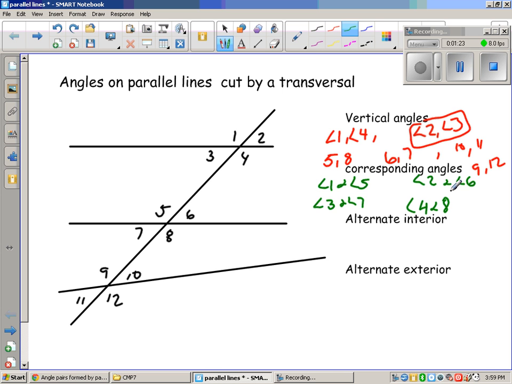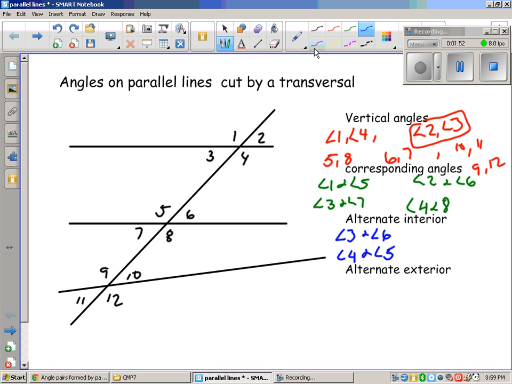Angle 5 is not corresponding to angle 9 because those two lines are not parallel. So 7 is not corresponding to 11, or 6 to 10 and 8 to 12, because those lines are not parallel. Alternate interior angles would be angle 3 with angle 6 and angle 4 with angle 5.